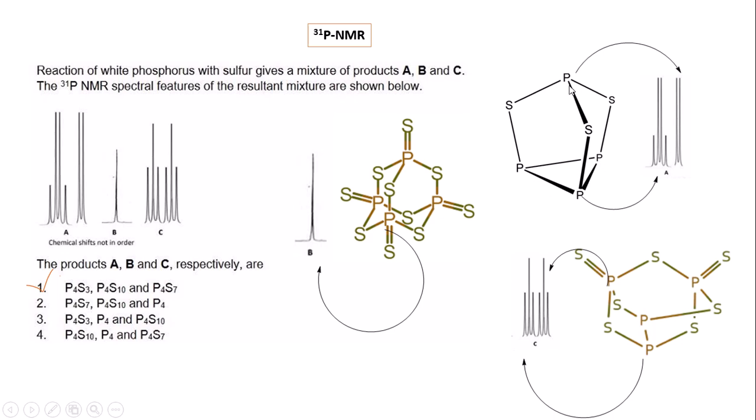So here, this phosphorus is split by the 3 phosphorus atoms as a quartet, and this 3 phosphorus is split by the 1 phosphorus as a doublet. So this is the P4S3, where the A splitting pattern is observed. And in case of the P4S7, where 2 types of phosphorus are present, one is the 2 type, another is also 2 type, and both are present as a triplet and triplet. This is the C. So option 1 is correct.